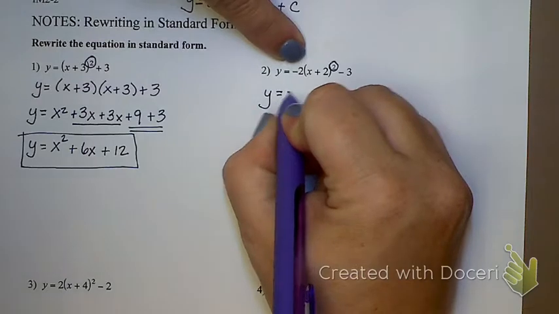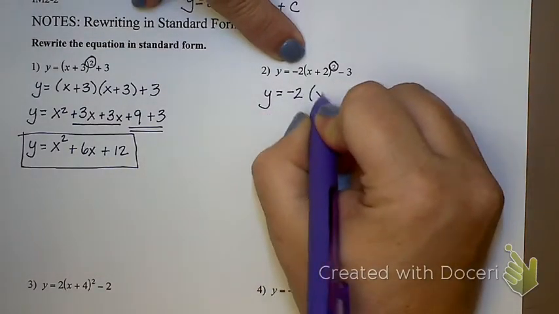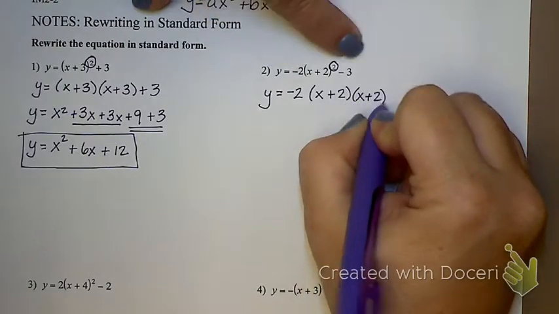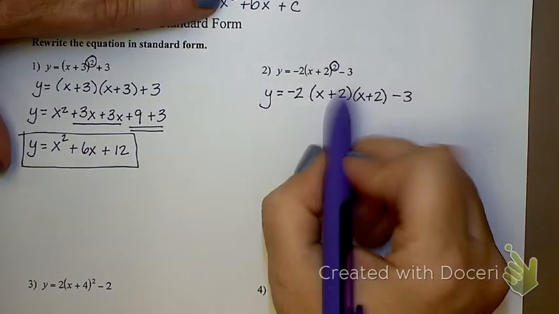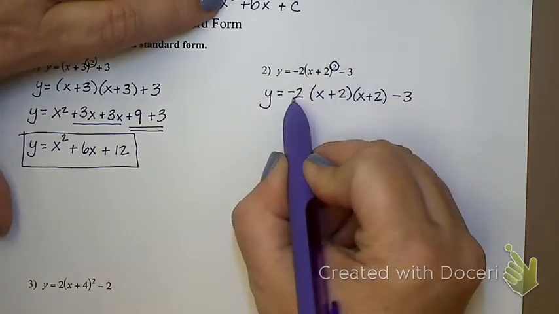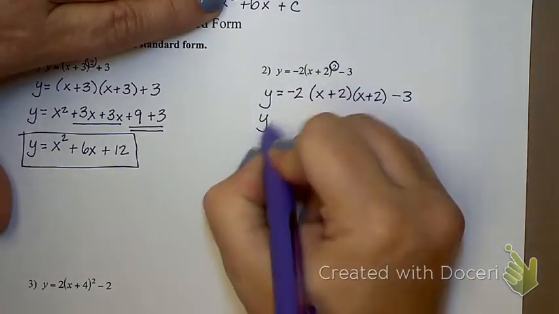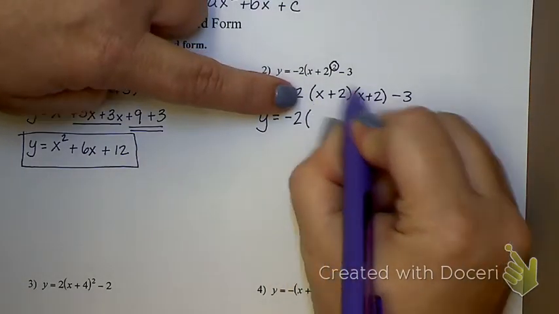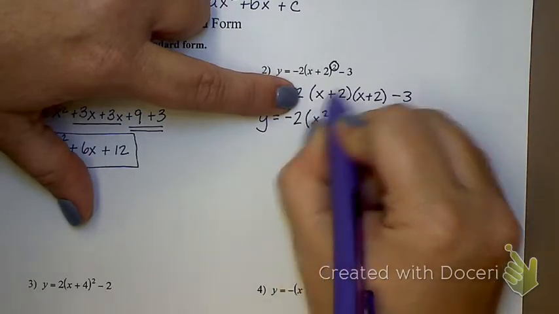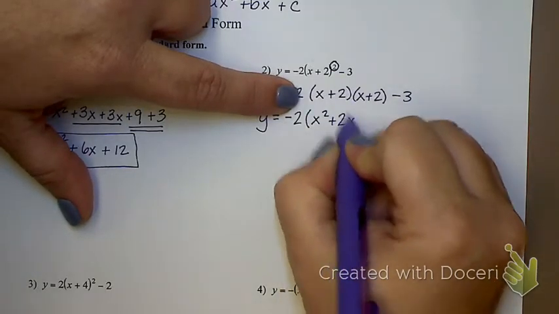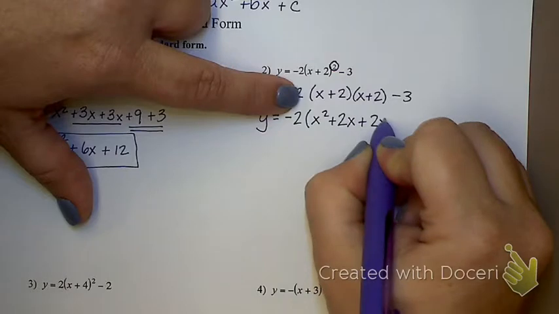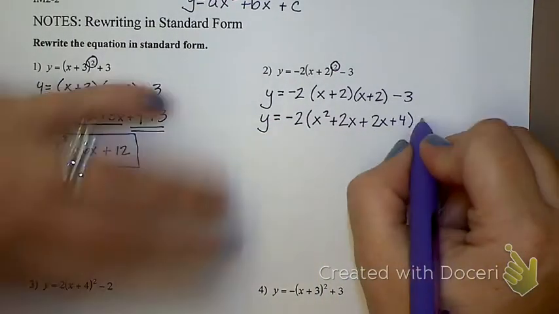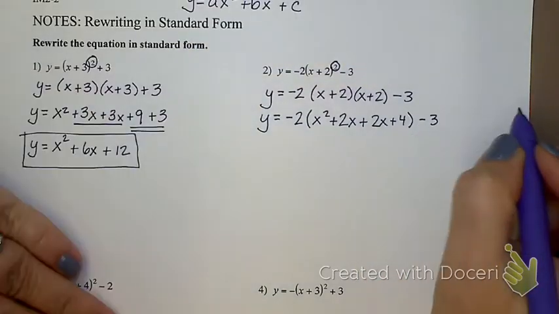So I'm going to leave this negative 2 out in front, and I'm going to multiply x plus 2 times x plus 2. And I'm going to leave the minus 3. Now I'm going to do all this multiplying, and then I'm going to distribute the negative 2 to the answer after I'm done multiplying. So I'm leaving the negative 2. And in here I get x squared plus 2x plus 2x plus 4, close my parentheses because that's the end of the multiplying part, and then this minus 3 is at the end.